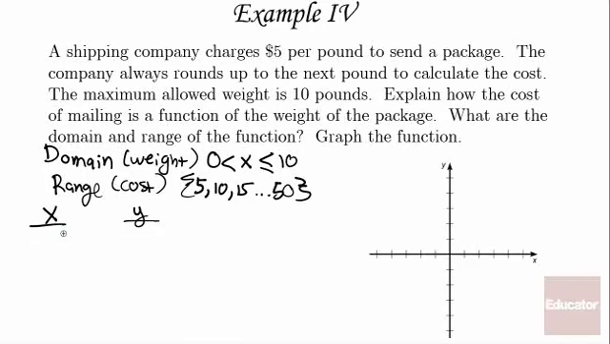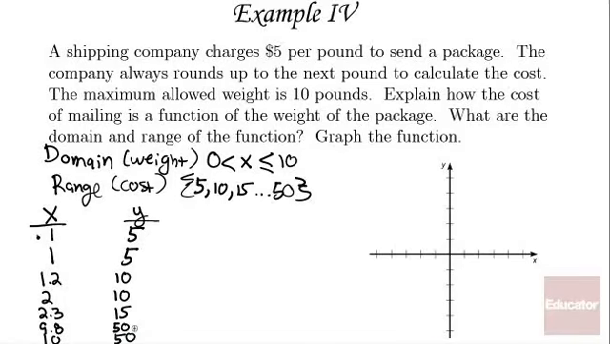Okay, something interesting happens because of this rounding up and because of there just being discrete numbers in the range. Let's say I have a very light package. It's only 0.1 pounds. How much are they going to charge me? $5. Okay, let's say I have a 1 pound package. They're going to charge me $5. Fine, 1.2. Well, guess what? They're going to round that up and charge me $10. If I have 2 pounds, $10. If I have 2.3, they're going to round it up, $15. And on up, let's say I have 9.8, they're going to round up to 10, and they're going to charge me $50.